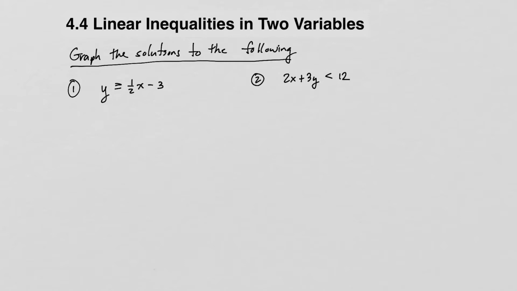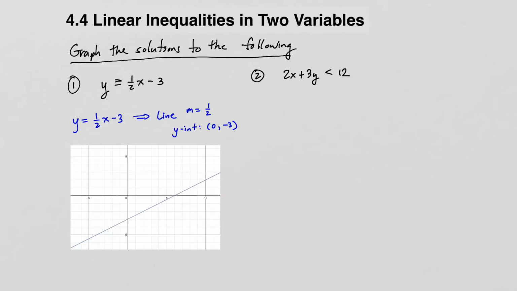We know how to do the equal to part. So let's just for a moment consider y equals 1/2 x minus 3. This graph is a line, and it's a line whose slope is 1/2 and whose y-intercept is the point (0, -3). So let's go ahead and graph that line. And so here is that line.